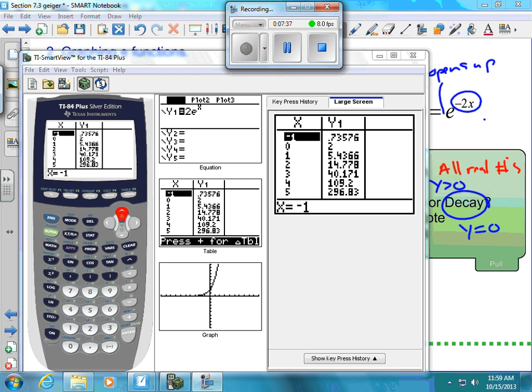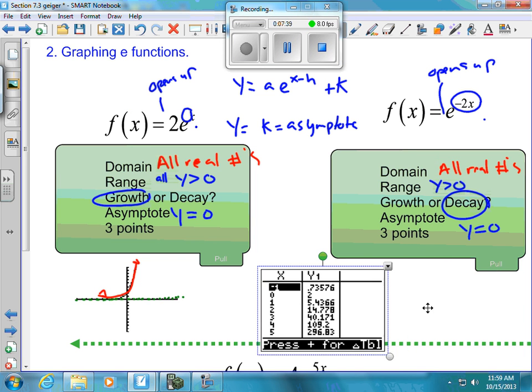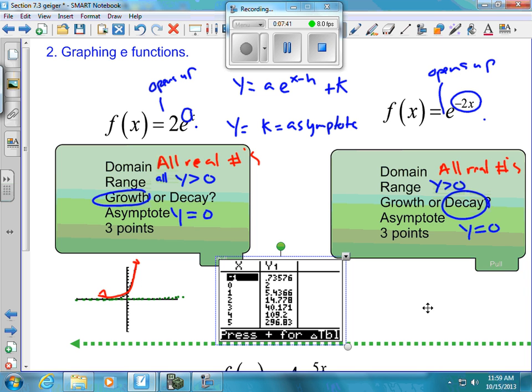Here's our table. So we can pick some points to plot. 0, 2 seems to be a pretty obvious point right here. We can plot negative 1.73, that would be right about here. 1.73. And we can plot 5.43, which would be right about here. And there are points on the graph.